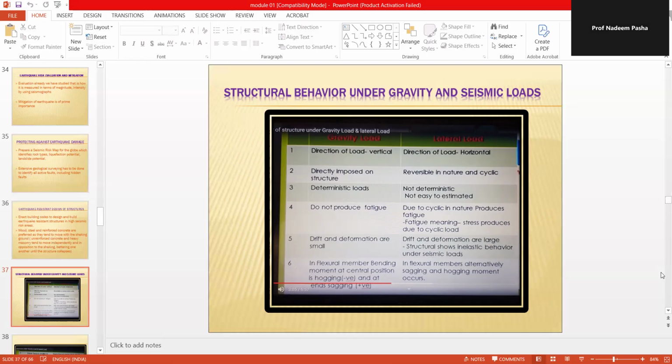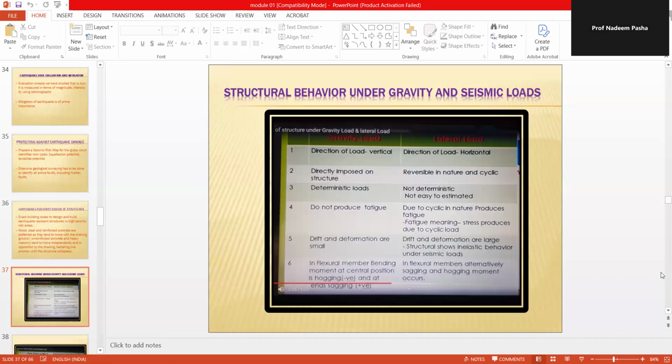Next, lateral load is reversible in nature and cyclic. Next, gravity load is deterministic, whereas seismic load is not deterministic, not easy to estimate. Gravity load does not produce fatigue, whereas cyclic load produces fatigue. Fatigue means stress due to cyclic loading. In case of gravity load, drift and deformation are small, whereas in case of lateral load, drift and deformation are large. Structure shows inelastic behavior under seismic load.